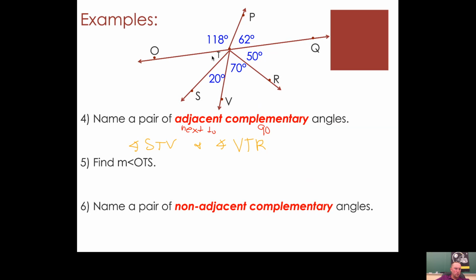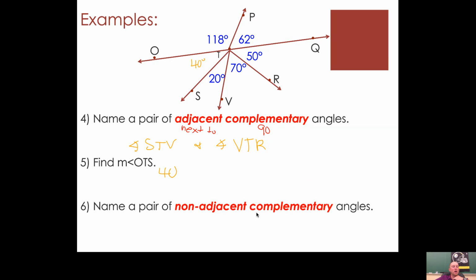Find the measure of angle OTS. Well, we kind of did that on our last slide, remember? We know that angle OTR has to add up to 130, and we already have 90 of it here. Wouldn't this have to be 40 degrees? You can double check, but angle OTQ better add up to 180. Here's 90, here's 90, 90 and 90 make the 180.